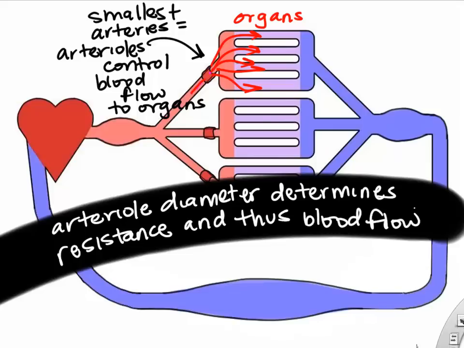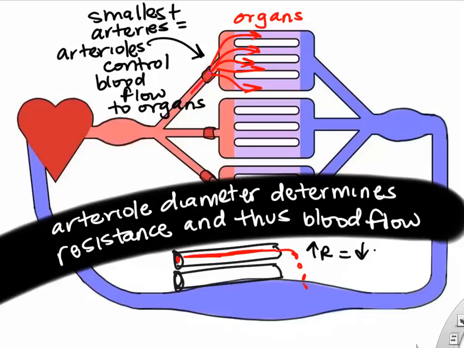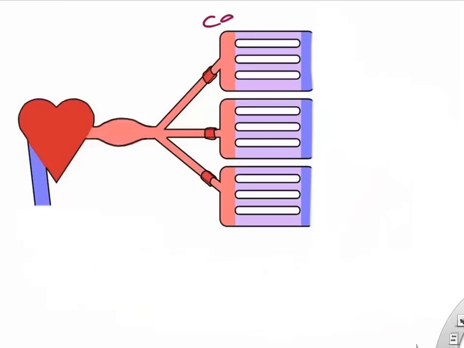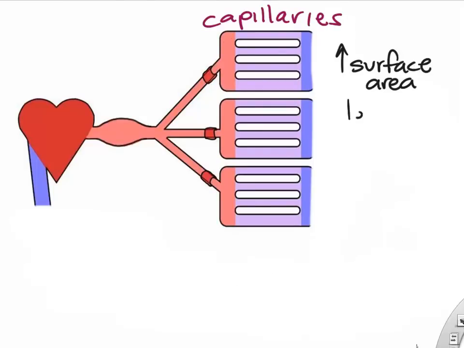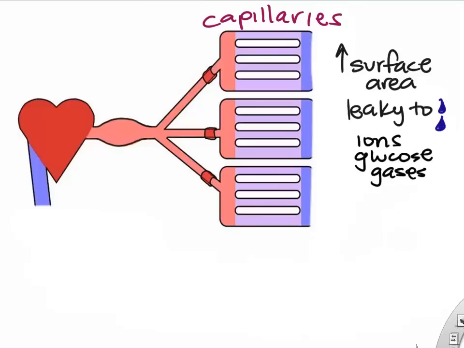And so if we think about it, if you have a smaller diameter blood vessel, or arteriole, there'll be more resistance. If there's more resistance, there'll be reduced blood flow. If you make that arteriole bigger, there'll be less resistance and more blood flow. Again, we can adjust the resistance by just changing the smooth muscle in there and changing the diameter. The blood flows then into our capillaries. The capillaries have a very high surface area. They're a little bit leaky to water.